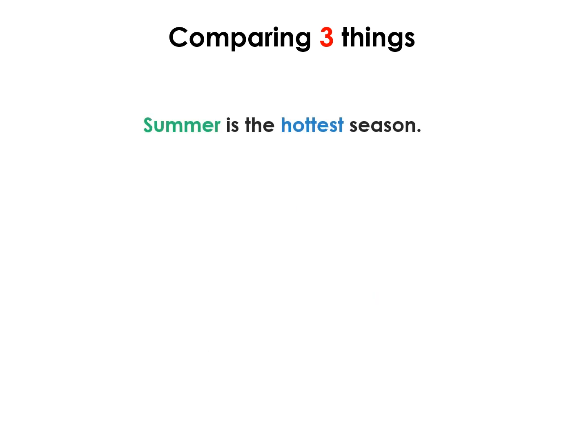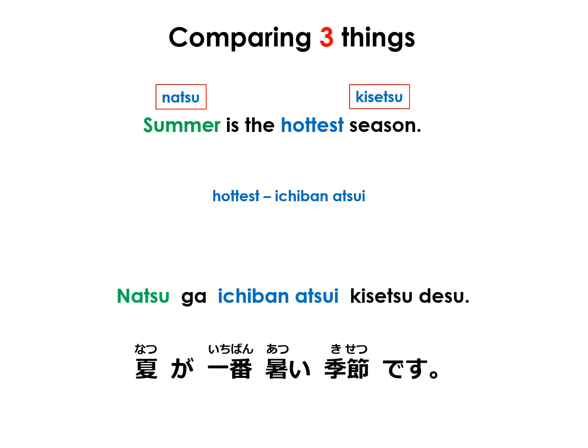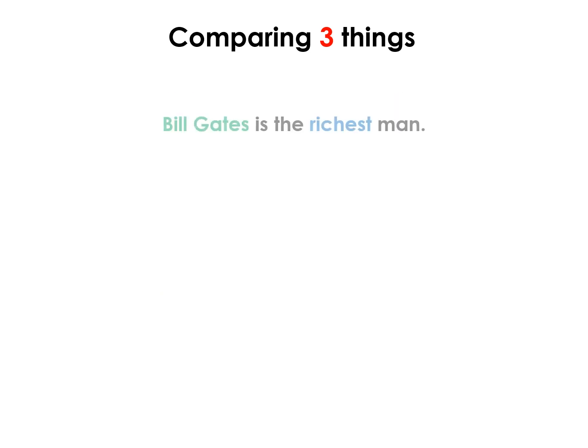Next example, summer is the hottest season. Summer is natsu. Season is kisetsu. The adjective hot is atsui. So to say the hottest, that would be ichiban atsui. Putting it all together, we say natsu ga 一番暑い季節です. 夏が一番暑い季節です.